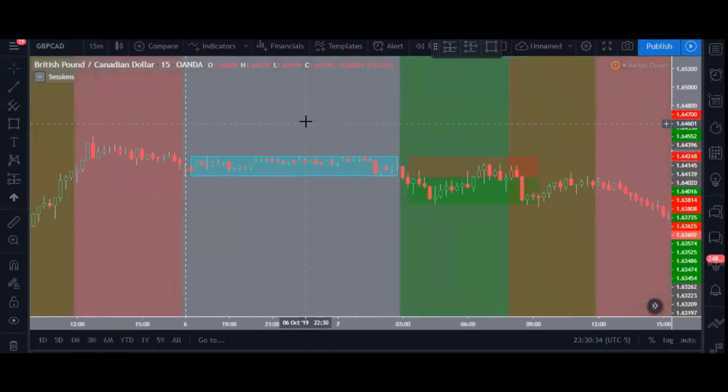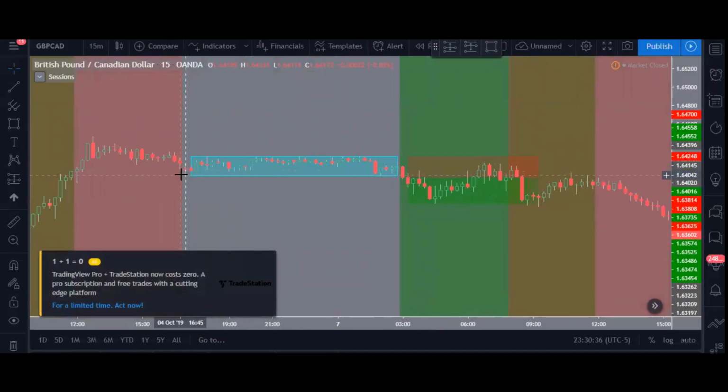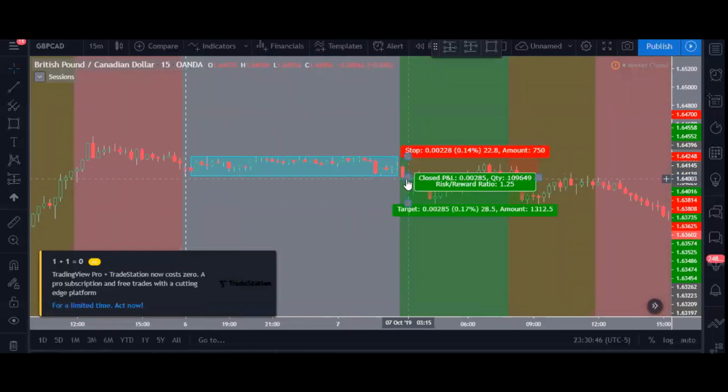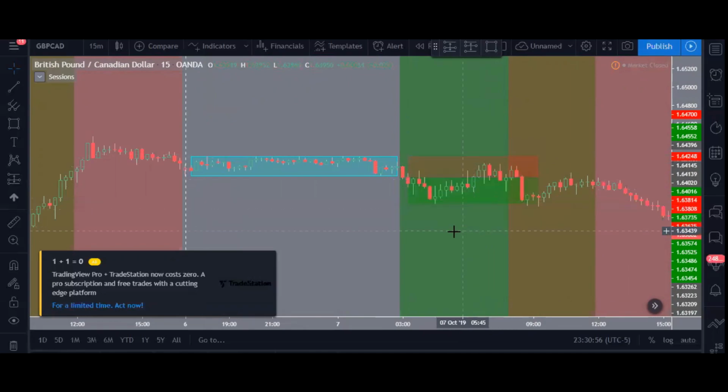Moving forward again, another very small consolidation box. High, low. Since it's a very small box, put your stop loss on the other side of the box. Wait for break, close, enter. 22 pip stop loss. 1.25 of that would be 28 pips. Roughly 28 pips. Once again, this one messed around a little bit.